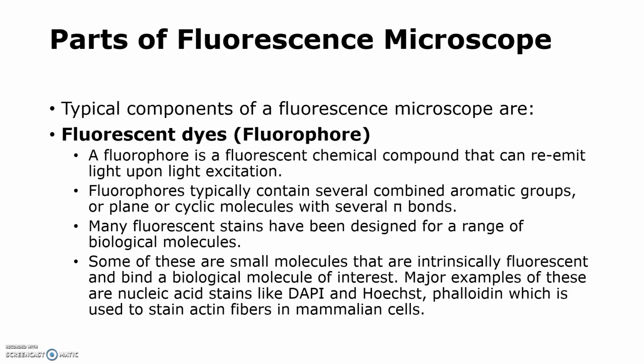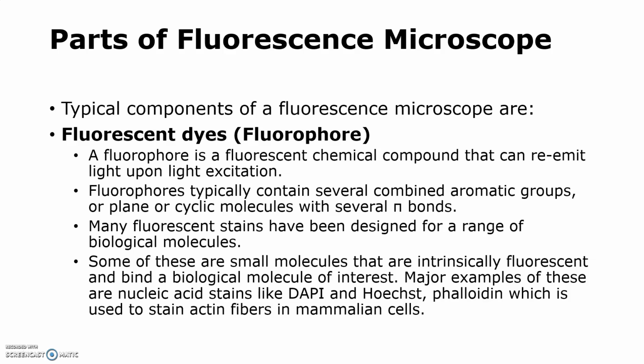Now coming to the parts of the fluorescent microscope. Typical components of the fluorescent microscope are, first one, fluorescent dye. This fluorescent dye is very important to stain the specimen. The fluorophore is a fluorescent chemical compound that can re-emit light upon light excitation, and fluorophores typically contain several combined aromatic groups or planar or cyclic molecules with several pi bonds. Many fluorescent stains have been designed for a range of biological molecules.